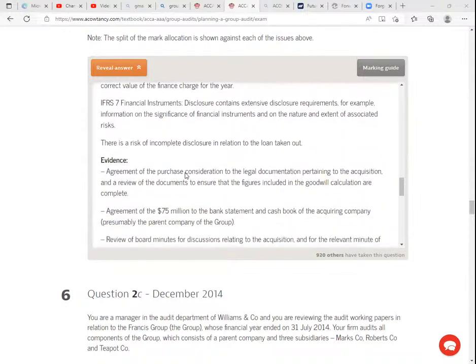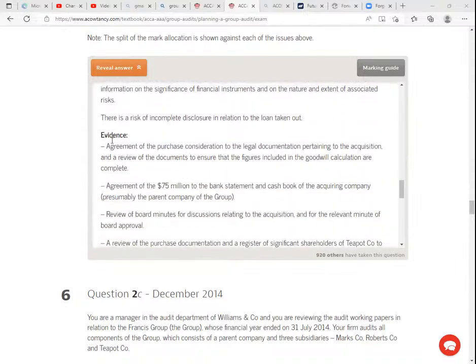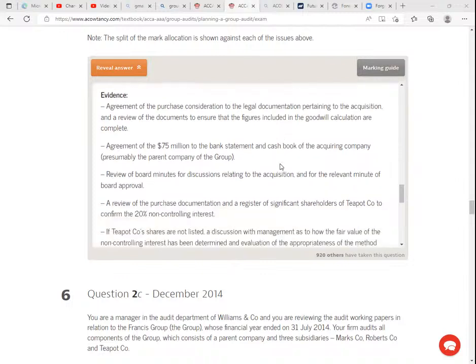Now listen to me very well. Evidence. This is where all your marks will be found. Evidence: agreement of the purchase consideration to the legal documentation pertaining to the acquisition, and a review of the documents to ensure that the figures included in the goodwill calculation are complete.